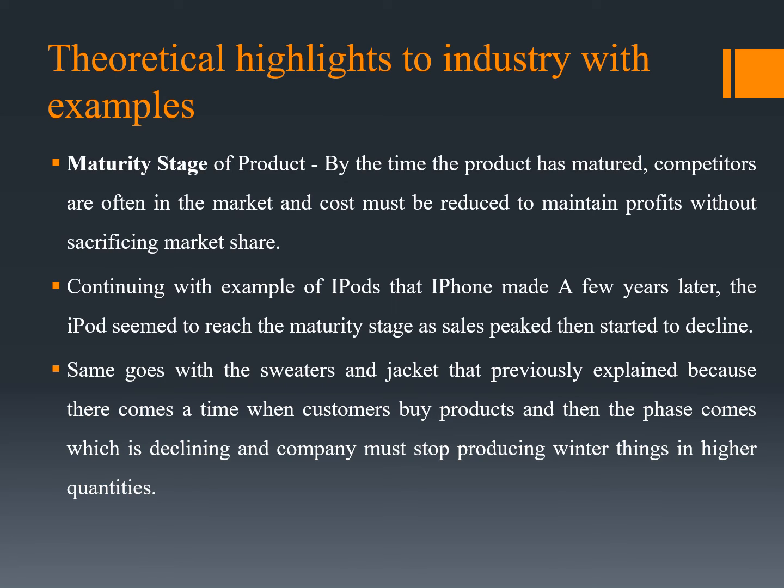So there should be a balance between product and cost as well. Customers should not feel inconvenienced when buying any product, or suffer for many things. Continuing with the example of iPods and iPhones made a few years later, the iPod seemed to reach the maturity stage as sales peaked, then started to decline. The same goes for the sweaters and jackets previously explained, because there comes a time when customers buy products and then the declining phase comes, and the company must stop producing winter items in higher quantities. As I have discussed, these are seasonal products, so surely in the summertime the demand and supply will decrease as much as it can.